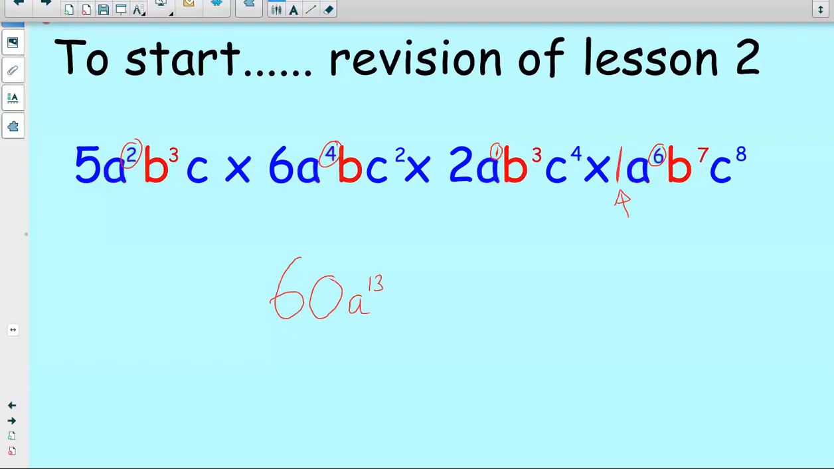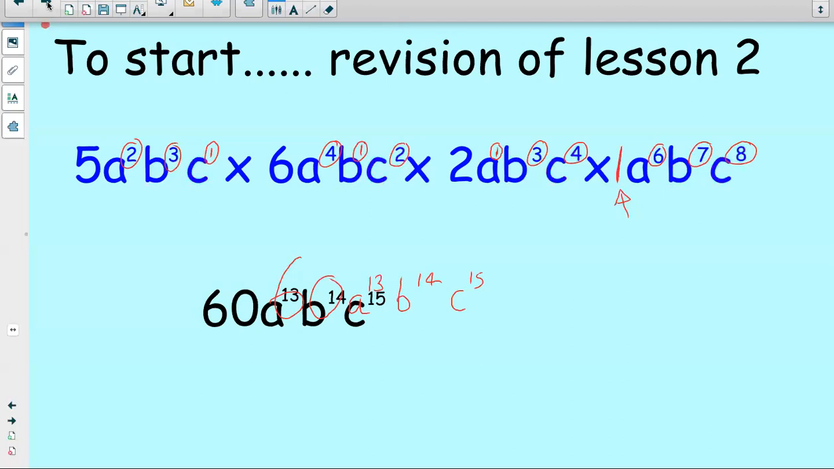Let's move on. We're going to look at the B's again. You're going to add your powers together. So you've got 3 here, this is a 1, another 3, and another 7. So it's b to the power of 14. And then we're going to look at the C's. The C's got a power of 1 here, then 2, then 4, then 8. So c to the power of 15. Okay, and that's your final answer. Double check it on the next slide. Yep, we've got it right. Okay, let's move on.